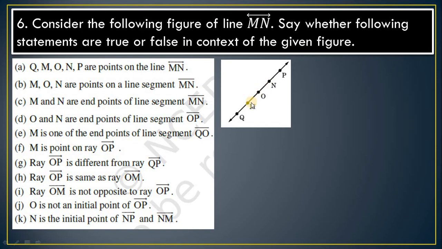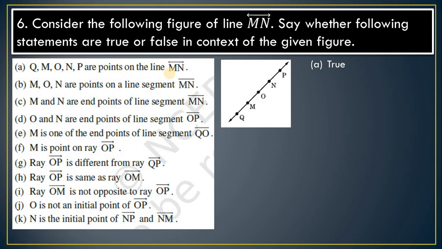So what will be the answer here? You have to think, it's true. Why is it true? Because Q, M, O, N, P are points on the line MN. So friend, in this MN line basically only O is present, but if you extend it, because you know a line can be extended, these points are present on the line MN.